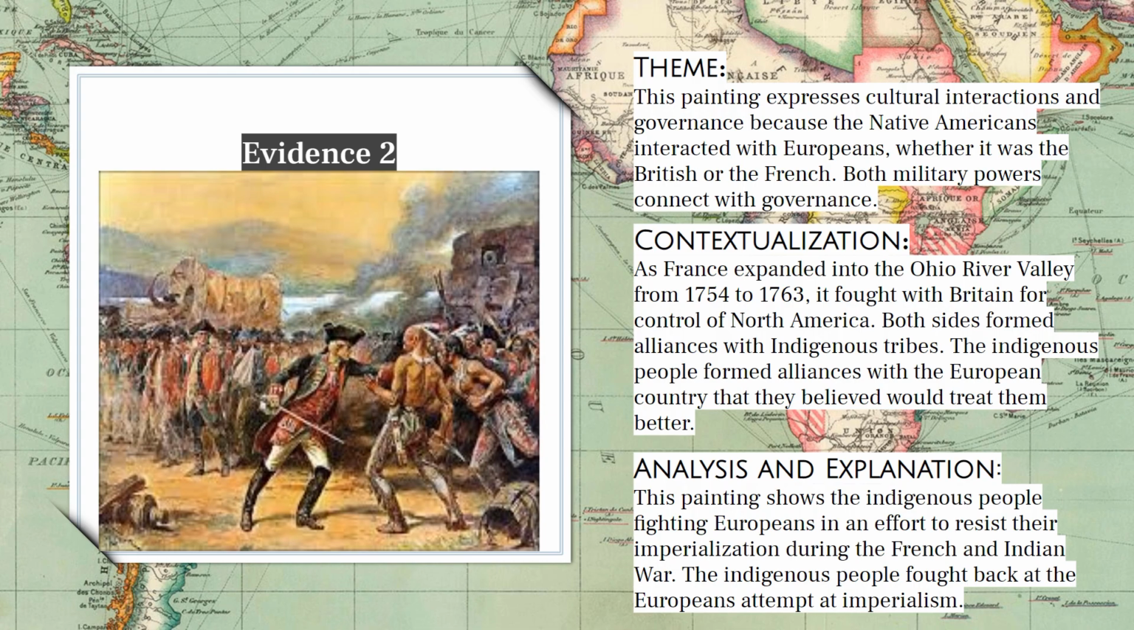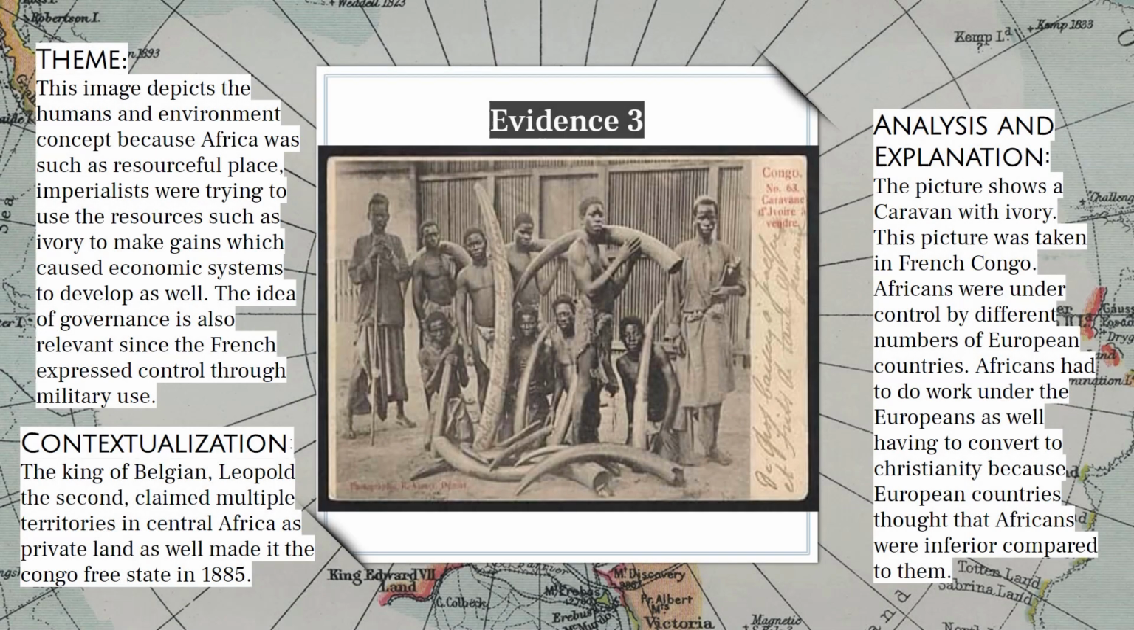The third piece of evidence is a photo that was taken in the French Congo. The picture shows a caravan holding ivory. If you don't know, ivory comes from elephant tusks. Europeans used Africans to popularize the colonial venture with not only ivory, but other materials such as rubber and minerals. In the eyes of the Europeans, Africans were inferior compared to them, so they tried to convert their religion to Christianity.